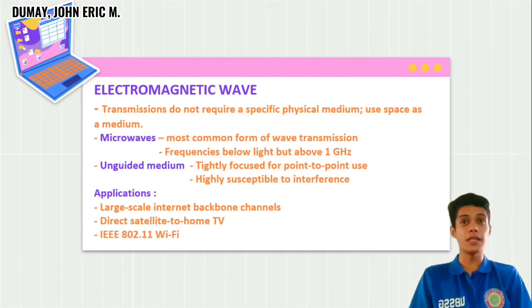The last one is the electromagnetic wave. Electromagnetic wave is a transmission that does not require a specific physical medium because it uses space as a medium. Microwave is the most common form of wave transmission. It means frequency below light but above 1 GHz. It is also called unguided medium. It is tightly focused for point-to-point use and highly susceptible to interference.